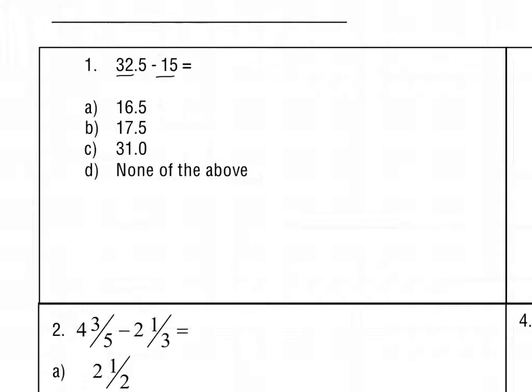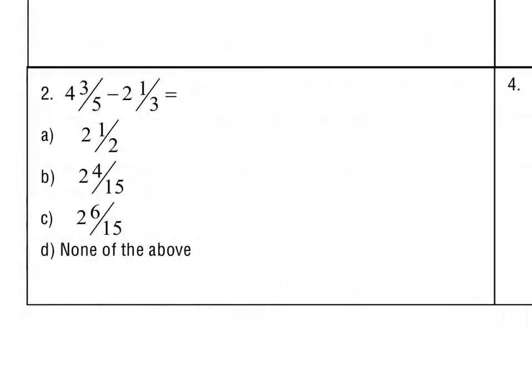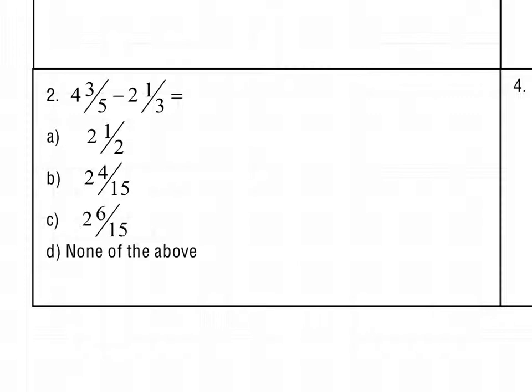32.5 minus 15. Remember that we need to line up the decimal places, so this is really like 15.0. So 32.5 minus 15.0. 5 minus 0 is 5. 2 minus 5, we're going to have to borrow. That becomes 12. 12 minus 5 is 7. 2 minus 1 is 17.5. Answer choice B.